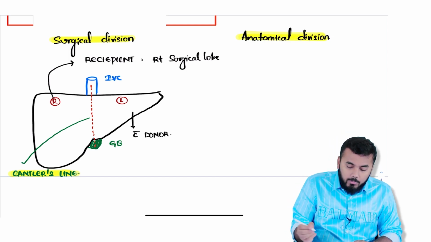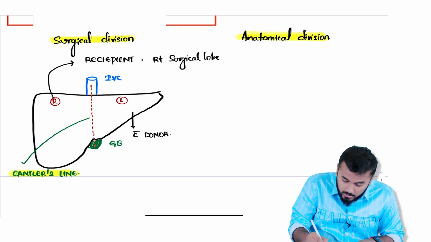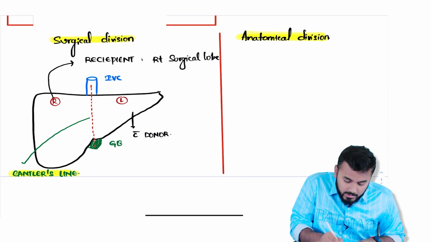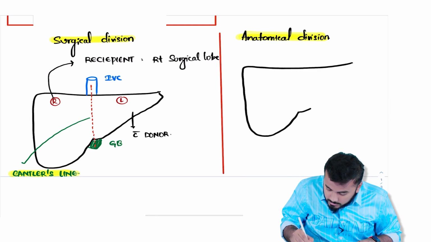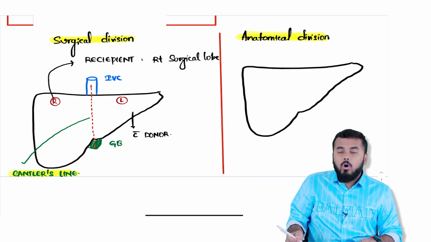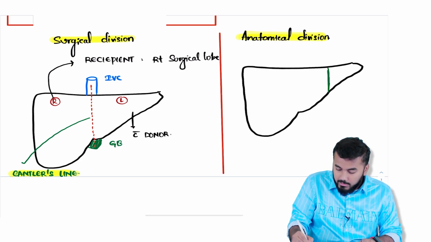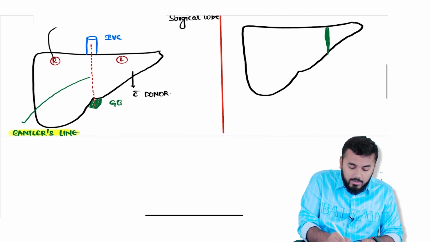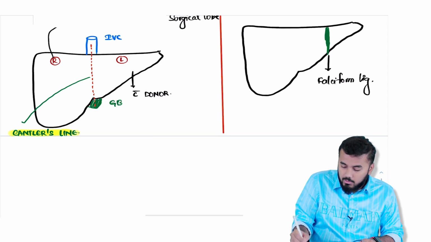Now, when it comes to anatomical division, how do you divide the liver anatomically? Now, look here very carefully. This is the cystic notch like this. And all of you know that we have a ligament that is hanging down all the way, right? So this ligament which is hanging down here is called the falciform ligament. What is the name of this ligament, guys? This is called the falciform ligament.